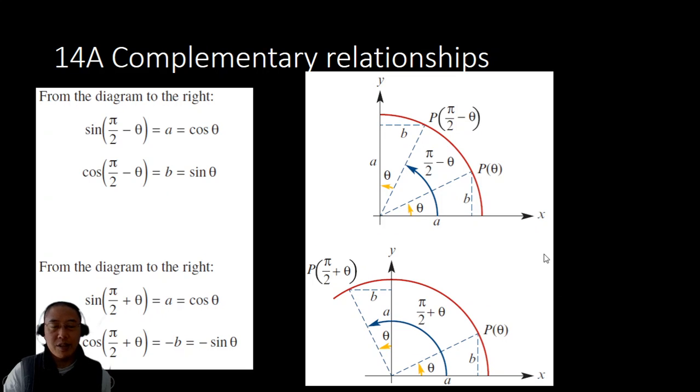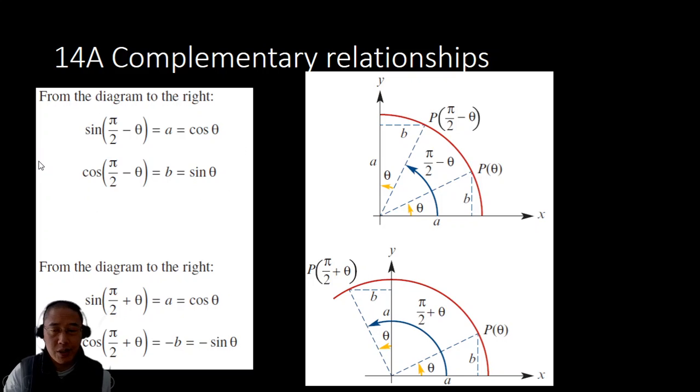Complementary angles are two angles. If I have the angle pi on 2 minus theta in the blue arrow plus the yellow arrow theta, that adds up to pi on 2, which is 90 degrees, and 90 degrees relates to complementary. So when you do sine or cos of pi on 2 minus theta, it's equal to the other function of theta, and you cross over the sine and cos.